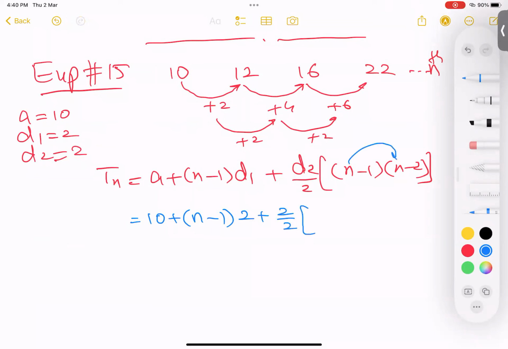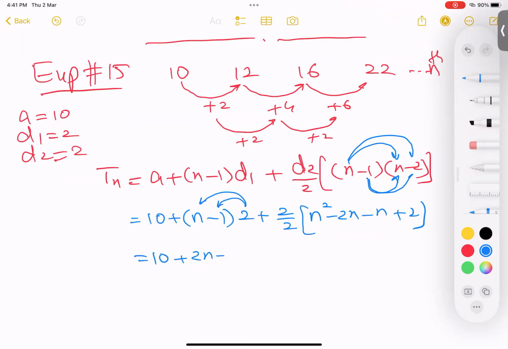N times N is giving you N to power 2. N times negative 2 gives negative 2N. And minus 1 times N gives you minus N. And minus 1 times minus 2 gives you plus 2. Now I'm further simplifying: 2 times 2N and 2 times 2 minus 1. I believe no rocket science. These two cancel out automatically, becoming 1 outside. N to power 2, and these two values when you simplify give you 3N and plus 2.